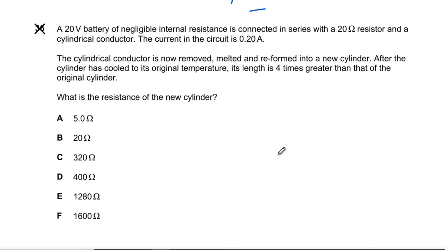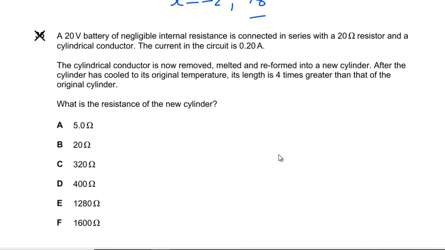Right, not many to go here. A 20-volt battery of negligible internal resistance is connected in series with a 20-ohm resistor and a cylindrical conductor.